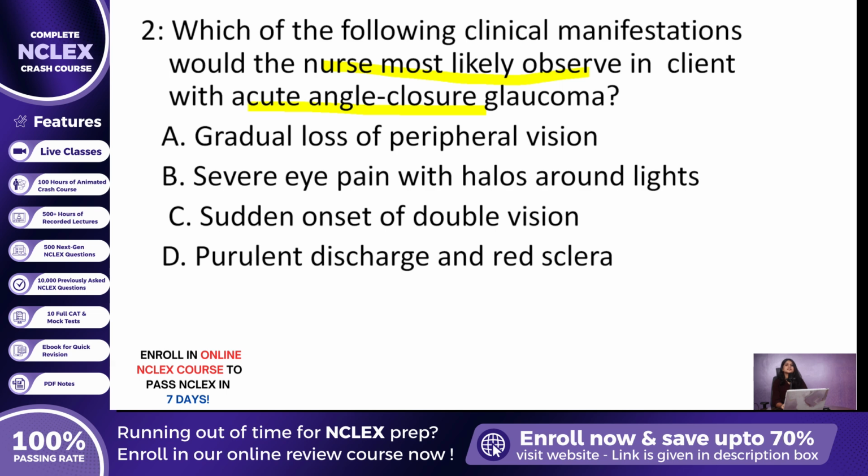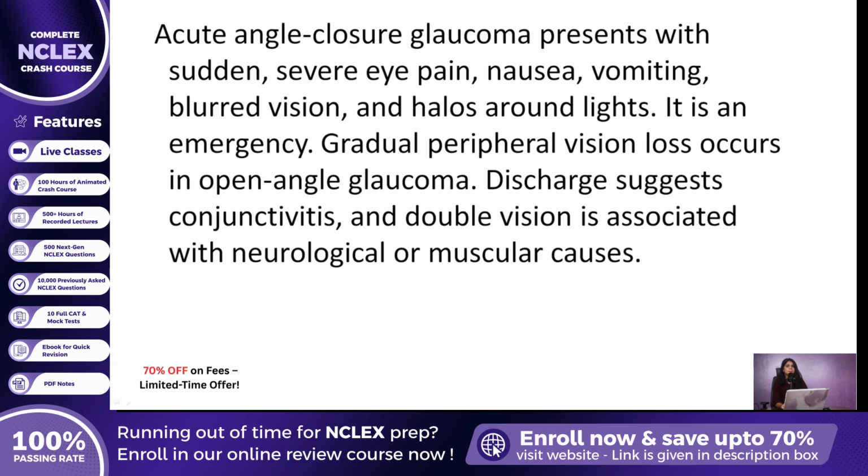The correct answer is B. Severe eye pain with halos around lights. Here's the rationale. Acute angle closure glaucoma presents suddenly and dramatically. It is considered an ophthalmologic emergency. Patients typically report severe eye pain, blurred vision, headache, nausea, vomiting, and seeing halos around lights. This contrasts with open-angle glaucoma, which is chronic and painless with slow peripheral vision loss. Options C and D point more toward neurological issues or infections like conjunctivitis.